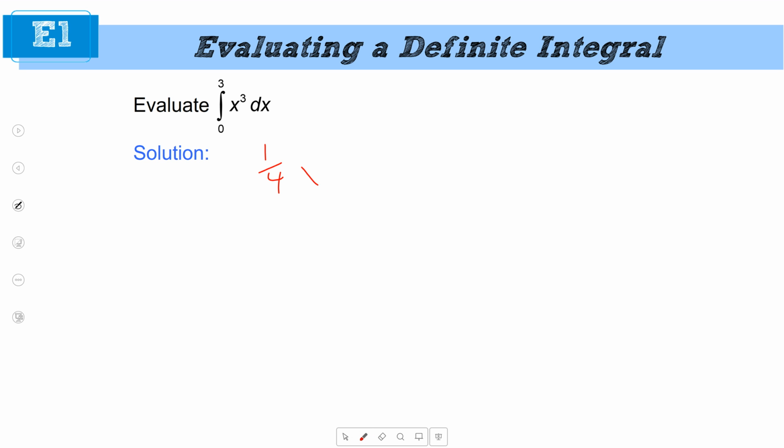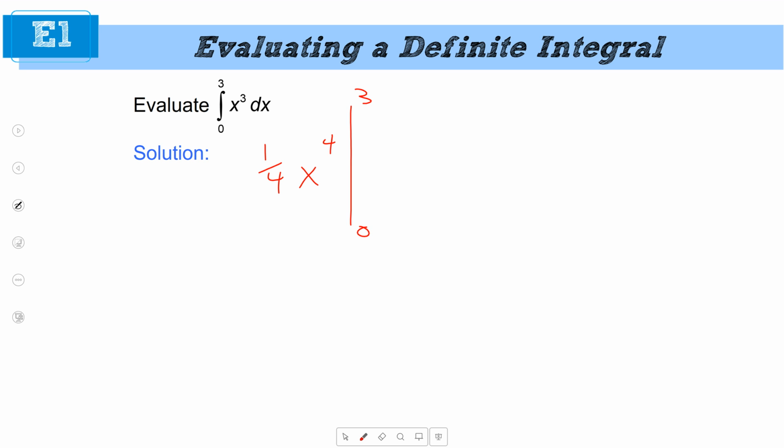Okay, so Faith said 1/4 x to the 4th. Yes. Now let's talk about some notation since we're doing a definite integral. 1/4 x to the 4th, then we bring a nice big vertical segment in there, put a 0 down at the bottom, put a 3 at the top. This is how you show work.